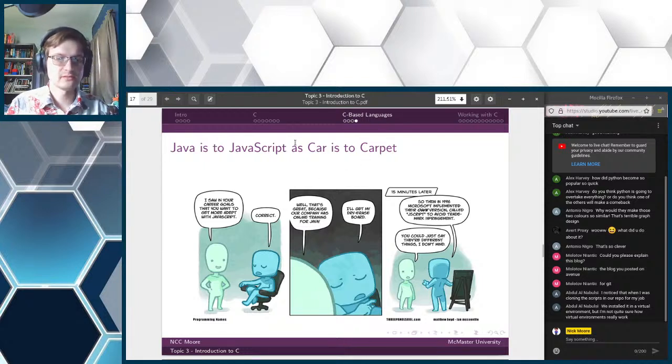Here is a comic. Java is to JavaScript as car is to carpet, because a lot of people don't understand that Java and JavaScript don't have much to do with each other. If you want to read that, you can pause the video.